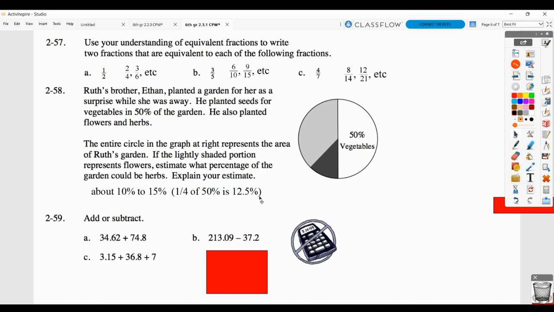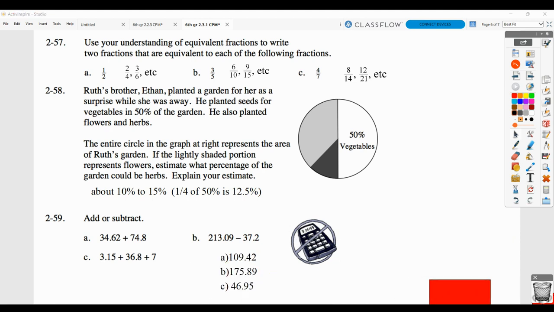Another way they said you could think of this is it's like a fourth of that half, and 1/4 of 50% would be 12.5%. Here, make sure you're showing your work, showing that you lined up your decimal points, and then getting your answers. So again, just having these answers would not be adequate. Make sure you're showing your work.